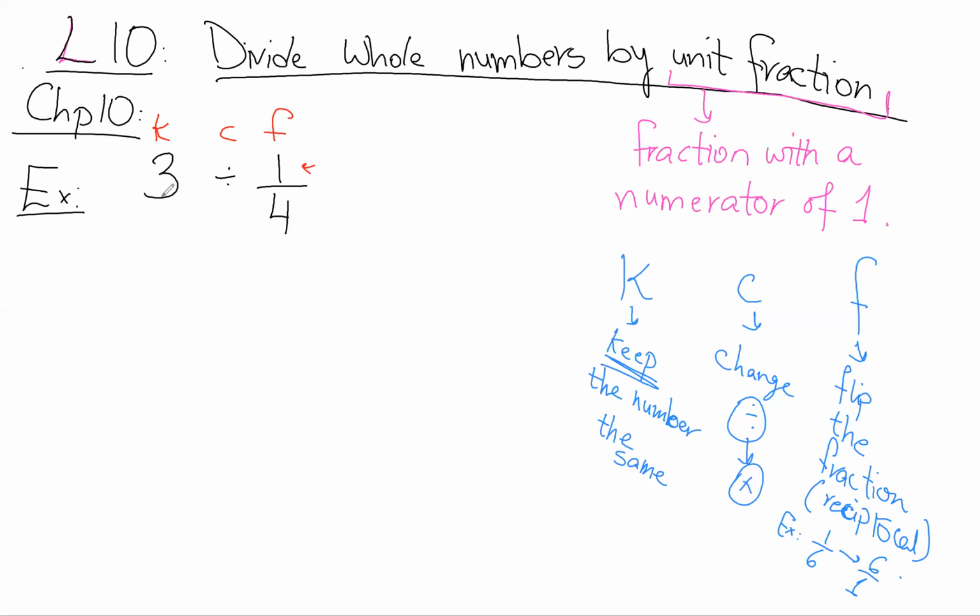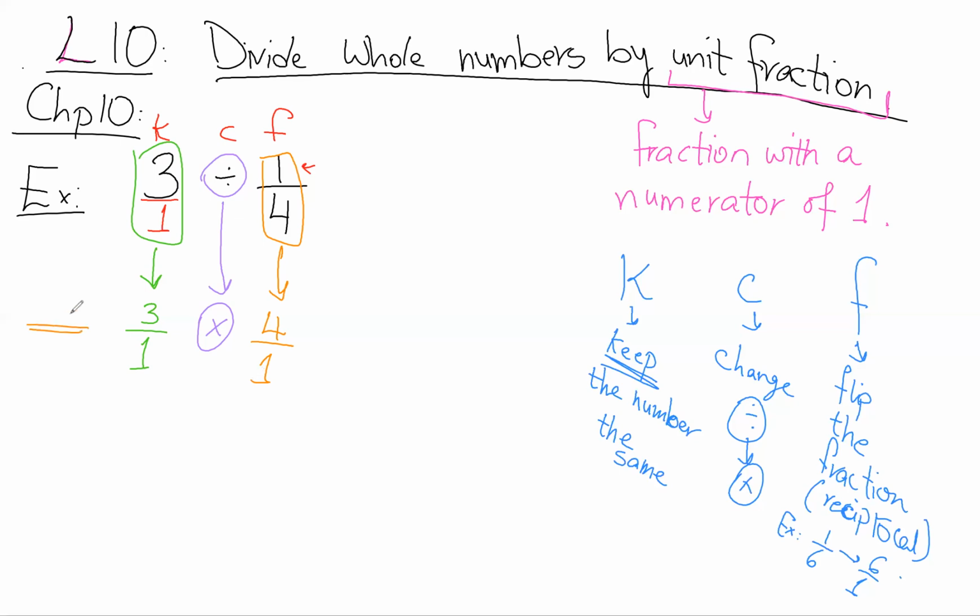Okay, so first of all, I need to change the whole number into a fraction by adding 1 in the denominator. Next, we have to apply the method that we learned, which is KCF. Keep means this number will stay the same, it will not change. C means change the divide to multiply, and F means flip the 1 over 4 to be 4 over 1. Once we apply the method, we can notice that we got fractions multiplied, and we learned that last lesson.